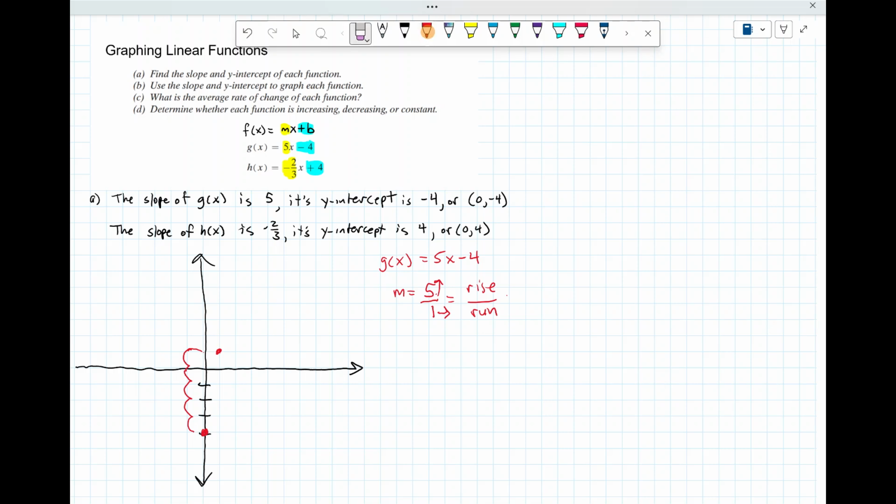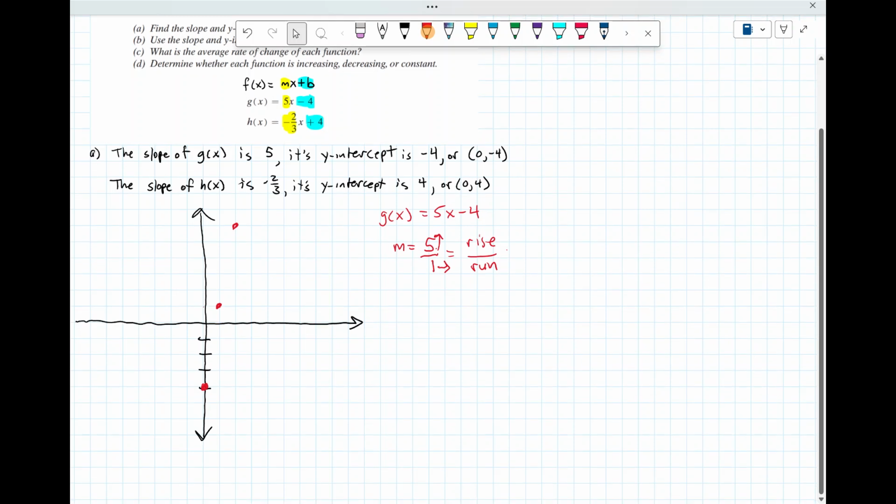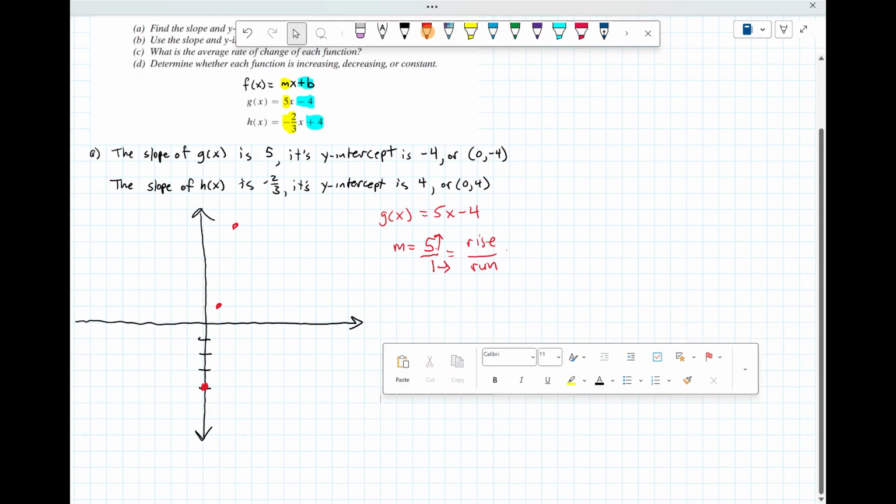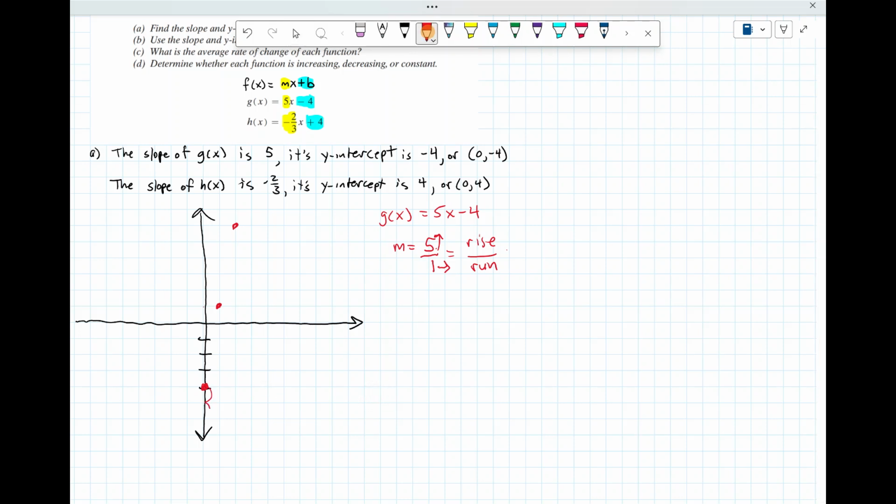All right, and I can repeat that process. Starting here, I go up 1, 2, 3, 4, 5, and then over 1, and I get my next point. If you wanted another point, you could also go backwards. You can go down and to the left instead of up and to the right. So I could do 1, 2, 3, 4, 5, and to the left 1 if you wanted another point there. And then just try to draw the straightest line possible. And that will be the slope of the line g of x equals 5x minus 4.